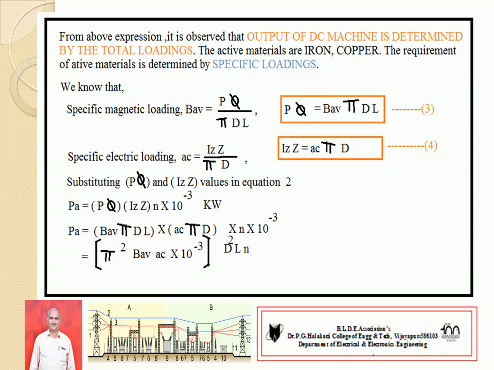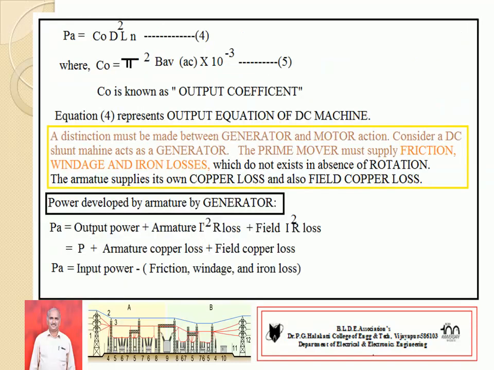You substitute these values from equation 3 and equation 4. And finally, we are going to get Pa equal to d square Ln. You write on one side d square Ln. Except these factors, all things keep in bracket. That is pi square B average AC into 10 to the power of minus 3. So, we are going to get the final expression Pa equal to C naught d square L n, equation number 4.